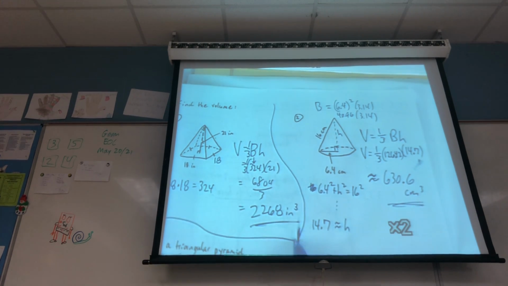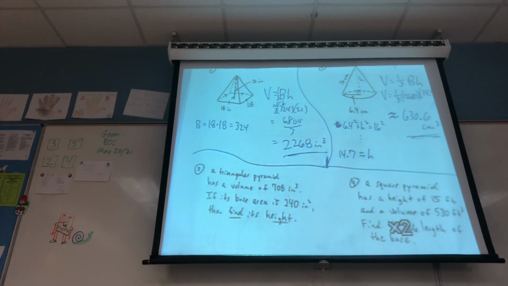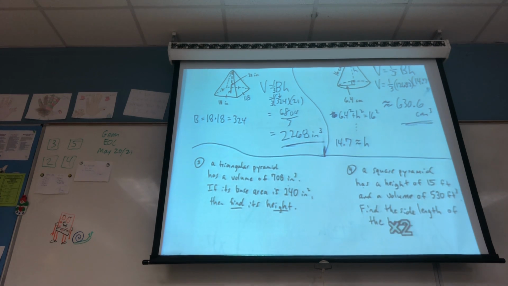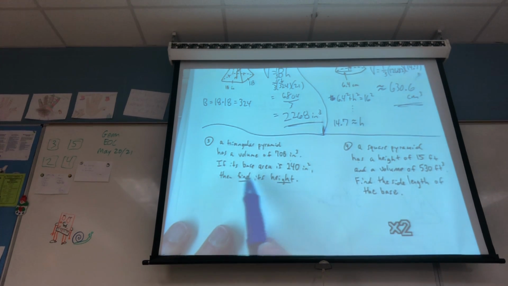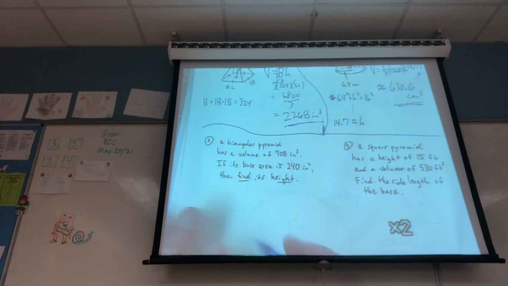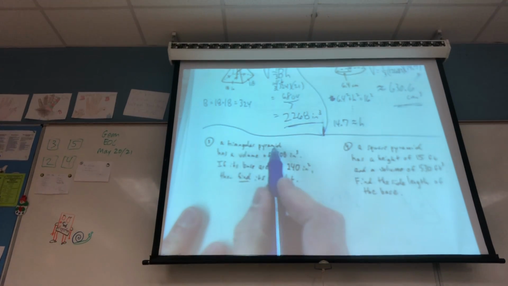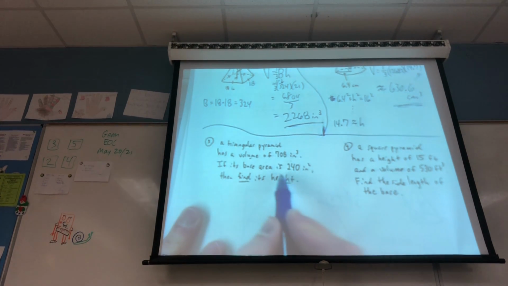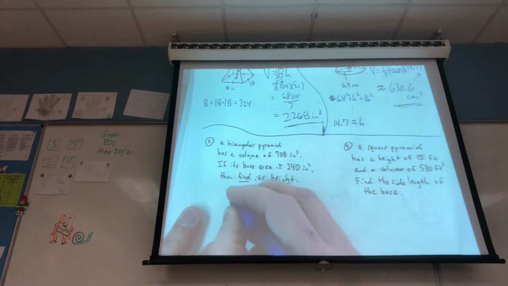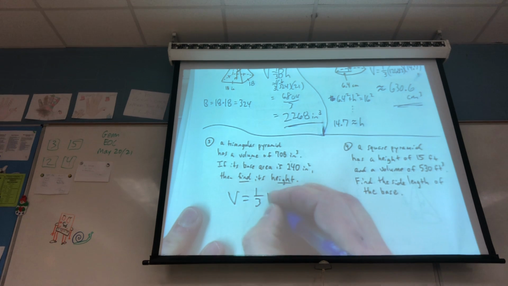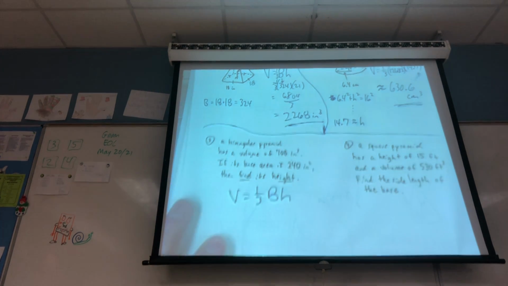Okay, number 3. For number 3, we're going to use the formula, but we're going to solve for the height. So let's see what they give us. We have a triangular pyramid. They give us the volume. They give us the base here. We've got to find the height. So let's plug in what we know into the formula. Here's our generic 1/3 BH.